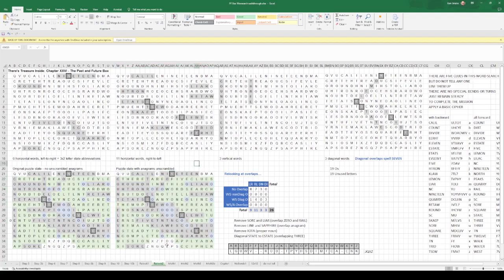Everything is covered except these 19 letters. There's 5 overlaps that spell out the word 7. Don't know what to do with that. Don't know what to do with any of this. 19 O's.